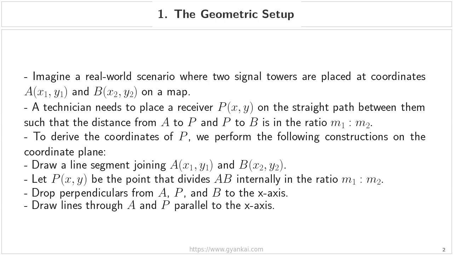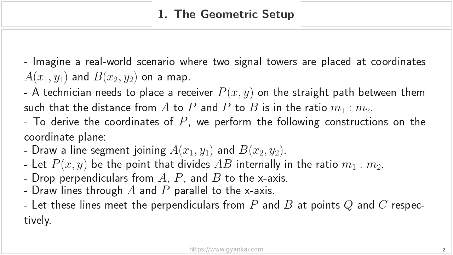Then, we draw lines through points A and P that run parallel to the x-axis. Finally, we let these horizontal lines meet the vertical perpendiculars coming from P and B at two specific points, which we will label as Q and C.